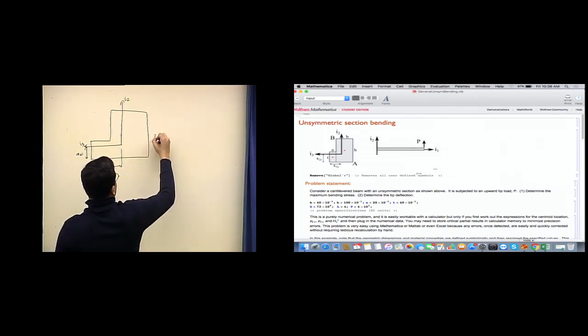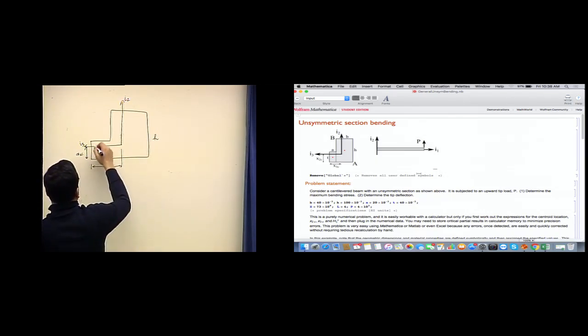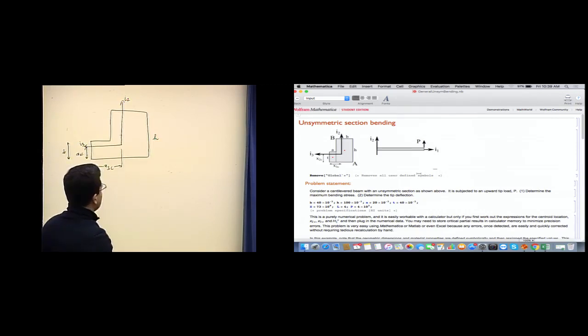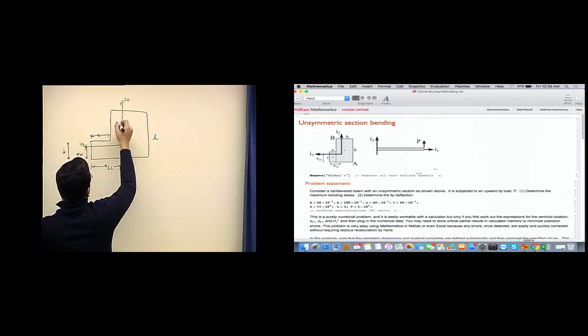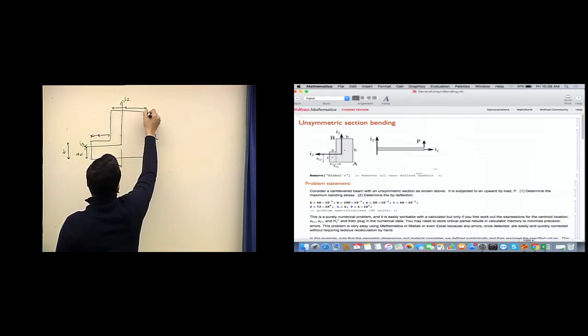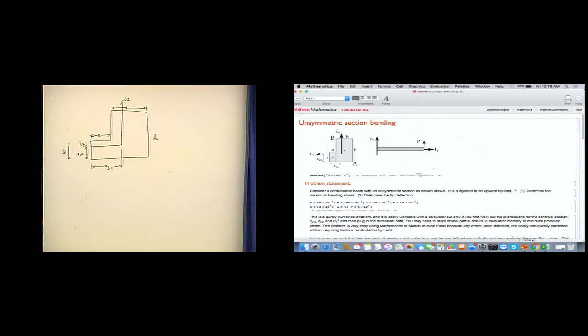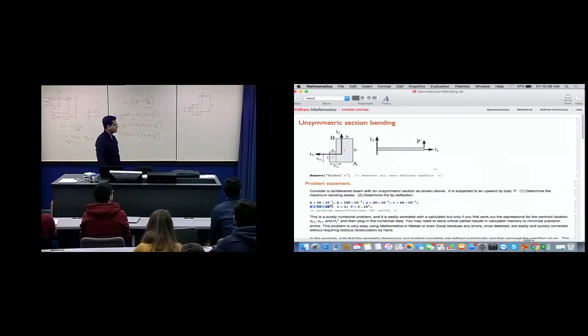And this is H, this is thickness T, and then we have A and B. So we have these dimensions B, H, A and T given some value. I'll post them on Canvas so that you can go through this file again. And then we have Young's modulus. So this is not a composite section, it is just made of one material, but there is no sectional symmetry.